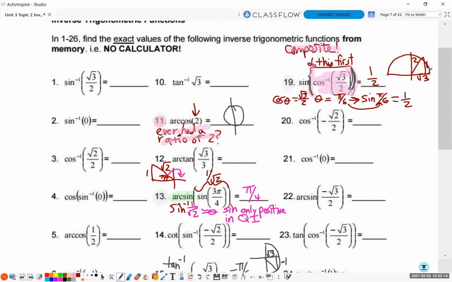Inverse of cosine goes from 0 to pi. It's positive square root of 3 over 2. That means cosine is positive in that first quadrant. If it's cosine square root of 3 over 2, that means this angle here has got to be pi over 6. So now I go back to sine and I say, well, what is sine of that same angle? I'm still in quadrant 1. Sine of pi over 6 is 1 over 2.